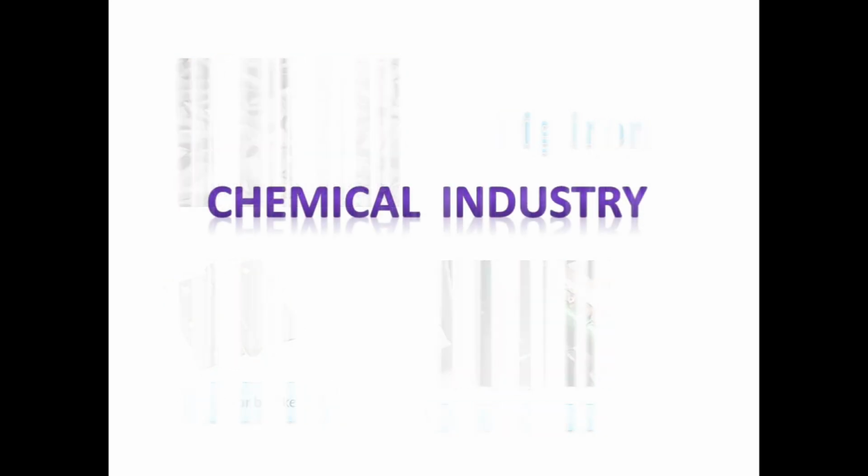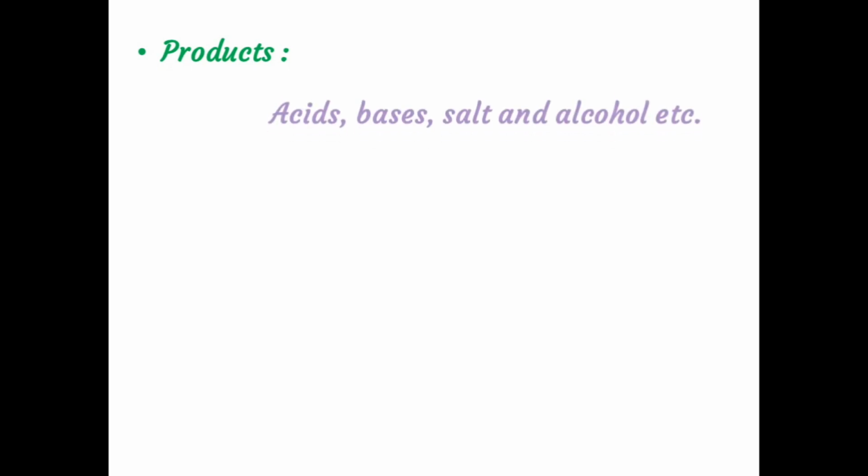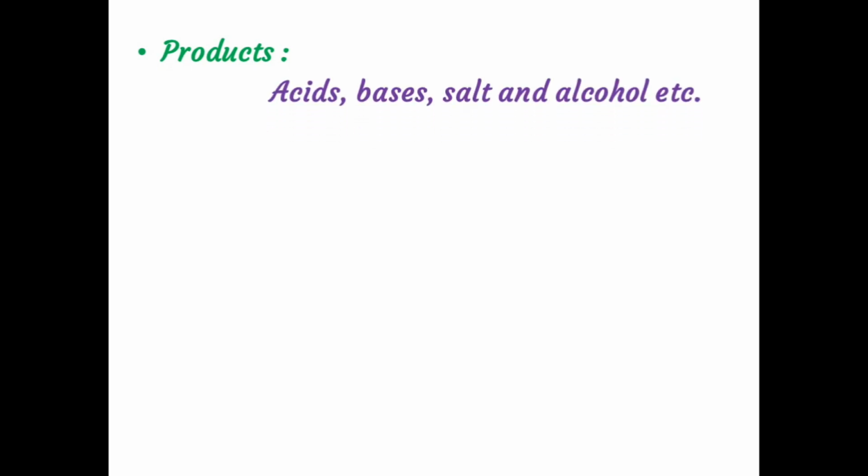Next, the chemical industry. Let us see which products these industries are producing and which raw materials these industries are using. Products. These industries are producing an enormous number of products such as acids, bases, salt and alcohol, etc.